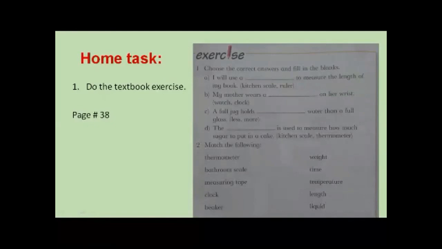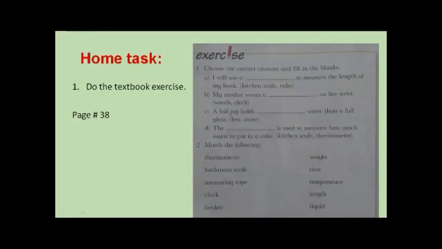Okay, beta. That means you are clear on this. The dash is used to measure how much sugar to put in a cake. Is it a scale or thermometer? Ahmed Safi Zainab. Very good. Pitch on scale. Okay, beta? So match the following. What will you do? The thermometer is used to check weight, time, temperature, length, or liquid. Okay, you will draw a line from thermometer to the temperature. Okay, got it?